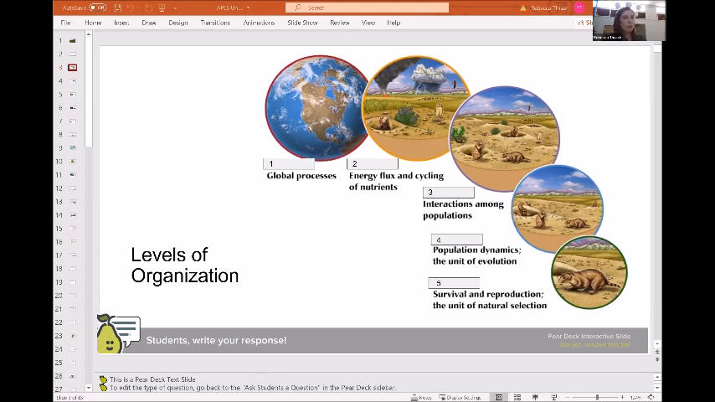So, your job in this review will be connecting all of these levels of organization to human impacts, biodiversity, and maybe why some communities look different from others. All right, great job so far, guys.